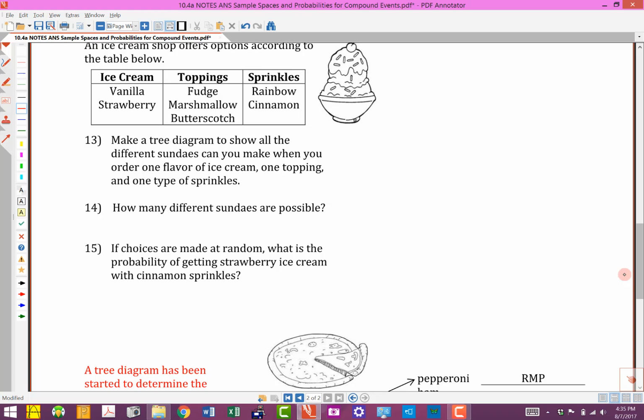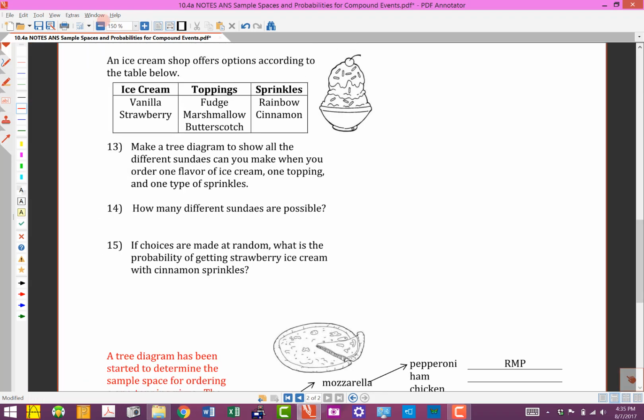I'm going to have you notice that on this problem right here, it's got some vanilla ice cream that you choose, then some fudge toppings, some toppings that you choose, and then some sprinkles. So you can choose either vanilla or strawberry. So you're going to keep track of the ice cream. So the ice cream choice is right here. Then you're going to keep track of the toppings. And then you're going to keep track of the sprinkles.